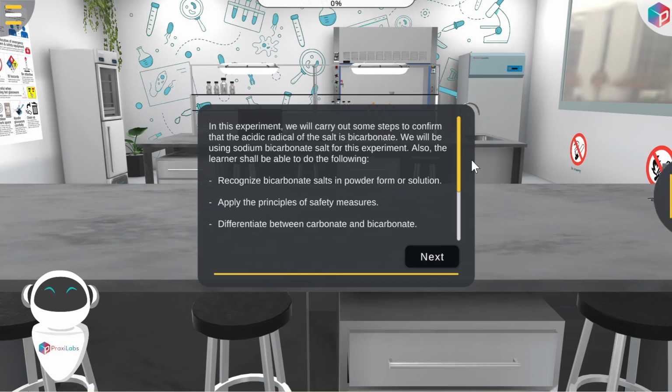Welcome to the bicarbonate radical test experiment. In this experiment, we will take several steps to confirm that the acidic radical of the salt is bicarbonate. For this experiment, we will be using sodium bicarbonate.